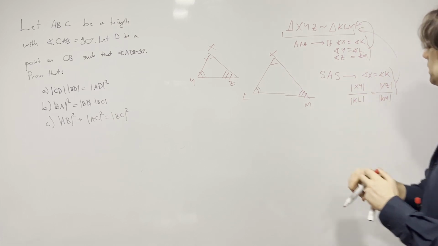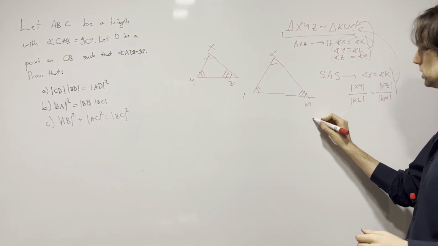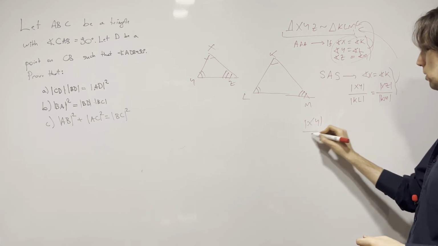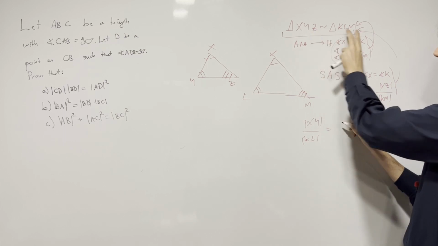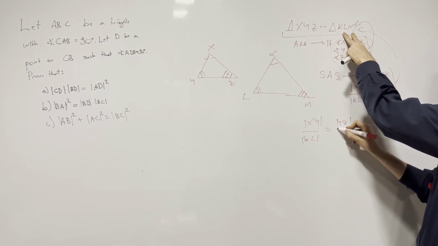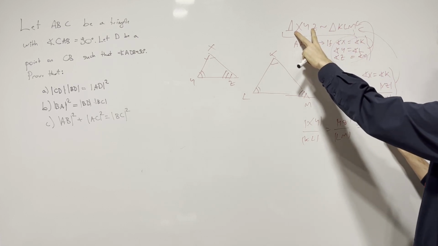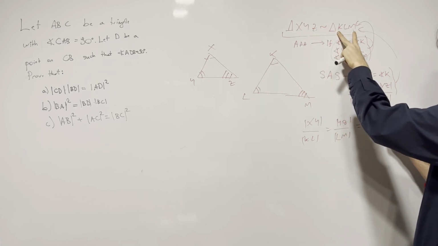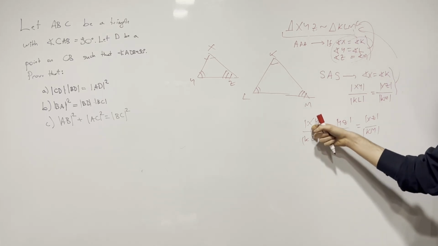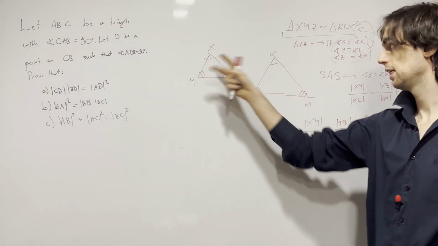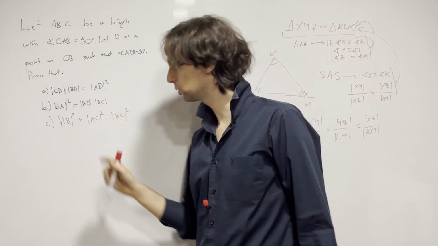And what similarity gives you is all the angles are equal and all the sides, XY over KL is equal to YZ over LM, is equal to XZ over KM. This means the length of the side XY. Okay? So now with that, let's move on to our problem.